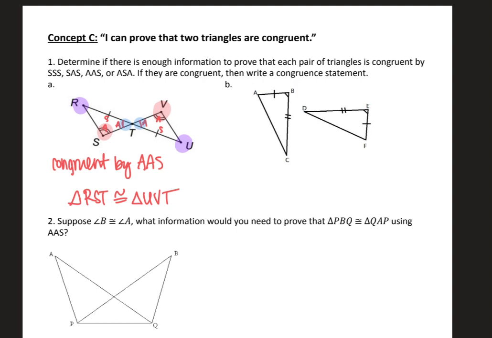Okay, now let's look at B. First we're going to see if there's any extra information we could mark. I don't see any vertical angles, nor do I see any shared sides since the triangles are not connected. So from here, let's go ahead and label the marked information.